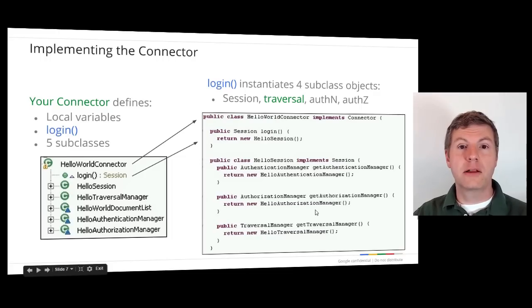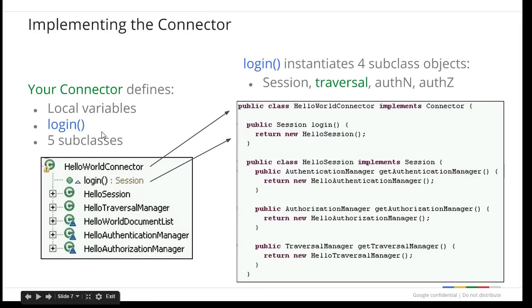Your connector will define local variables as well as the get and set methods to manipulate them. It will also implement the login method. This method instantiates a session, which in turn creates a traversal manager, an authentication manager, and an authorization manager. The login method then returns the session object. The connector manager will then be able to invoke methods of these objects through the session object.